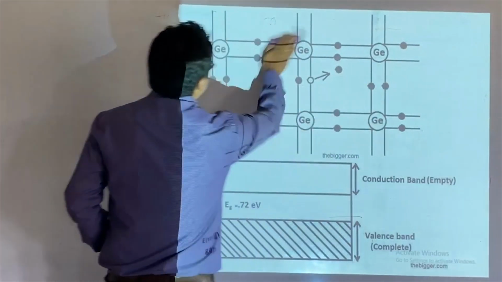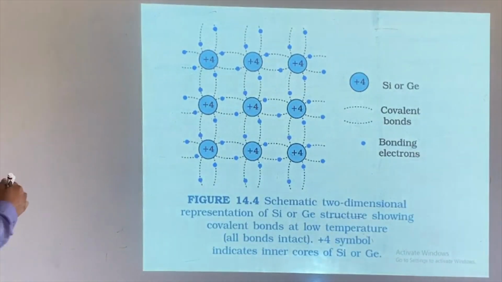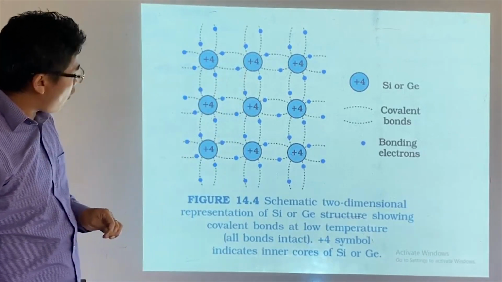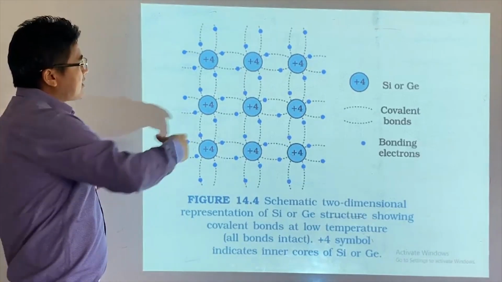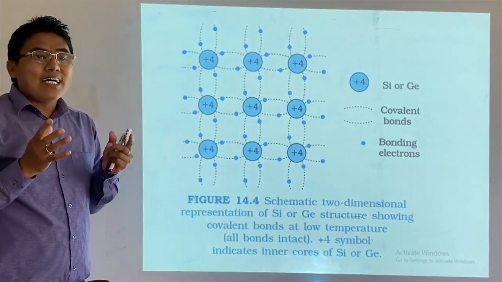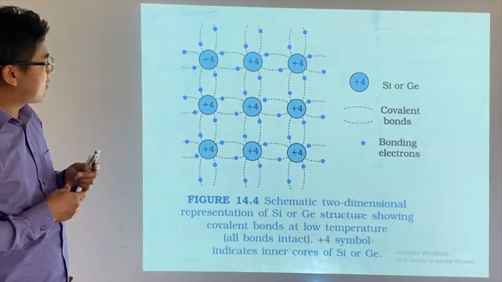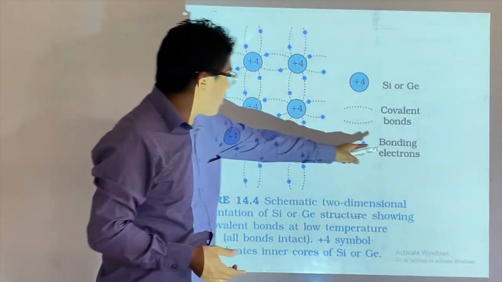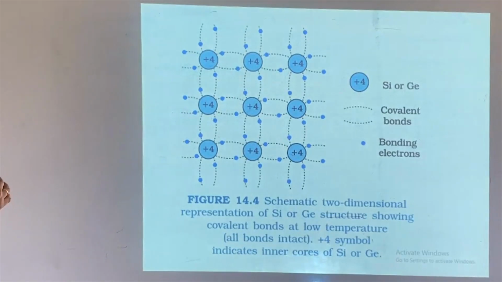So this is our textbook diagram. I told you what the +4 is. That means if I exclude the 4 valence electrons, there is something like a +4 inner positive charge, right? Why? Because I excluded 4 electrons. All right, so this is what we have, and this is a bond. This stands for bonding. That bond is a covalent bond. So at 0 Kelvin, this is what we have, right?